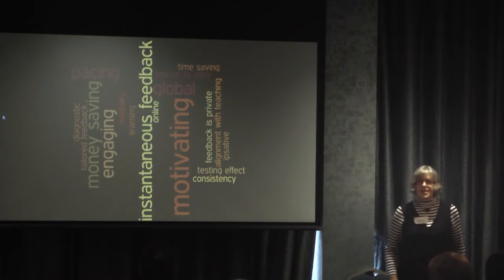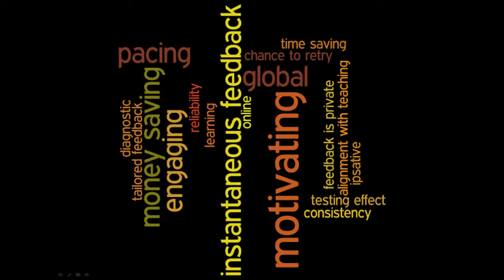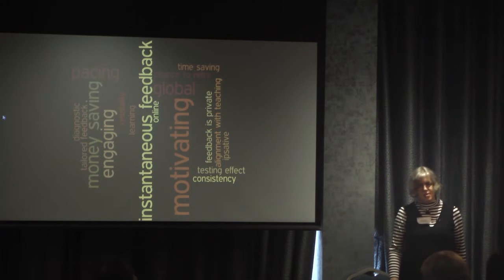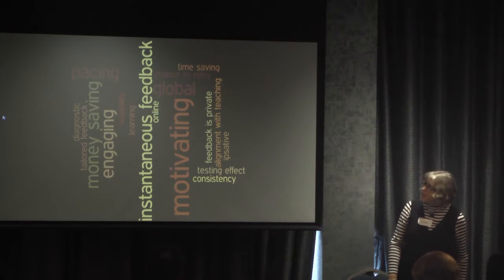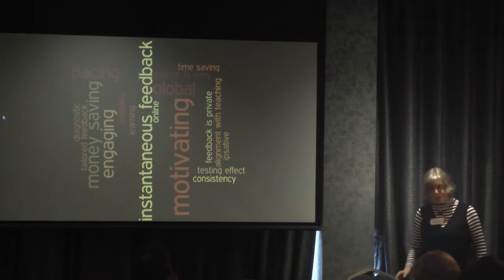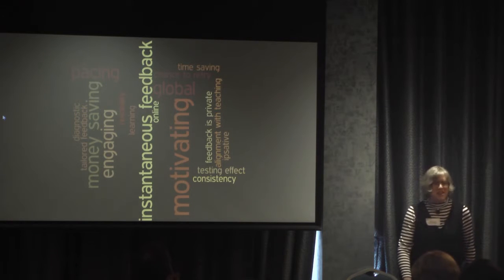Don't know how well you can see this. It was a Wordle just around the sort of reasons why people might use computer marked assessment. And the one that I find particularly interesting, it's up there, the yellow one, feedback's private. And that's something that the literature's just beginning to consider around computer marked assessment. It's basically sometimes people find that if you're being marked by a human marker, you may feel a bit of an idiot. And so there's another advantage that sometimes if you're being marked by a computer, nobody knows what's going on.